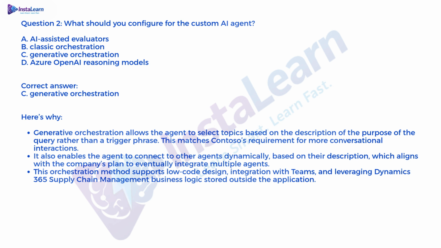Here's why. Generative orchestration allows the agent to select topics based on the description of the purpose of the query rather than a trigger phrase. This matches Contoso's requirement for more conversational interactions. It also enables the agent to connect to other agents dynamically, based on their description, which aligns with the company's plan to eventually integrate multiple agents. This orchestration method supports low-code design, integration with Teams, and leveraging Dynamics 365 Supply Chain Management business logic stored outside the application.